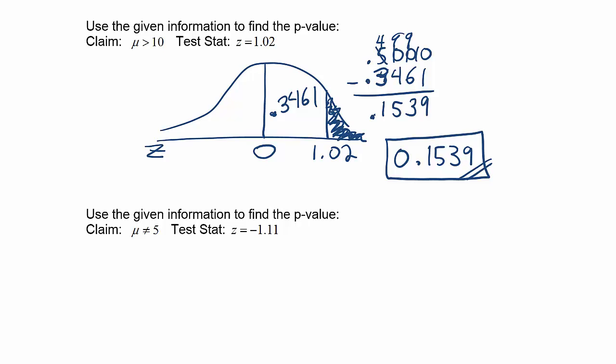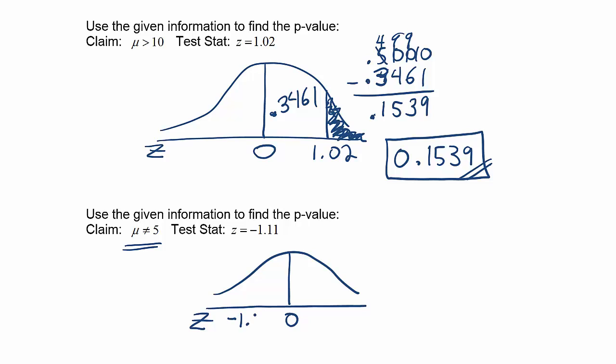For the second example, the claim also has a symbol that belongs to HA, or the alternative hypothesis. So we'll go ahead and say that it's a two-tailed test in this case, right? Because not equal to means a two-tailed test. So we'll draw the bell curve. Put a 0 in the center of the distribution. Since it's a negative test stat, it'll go on the left, so negative 1.11 is over here.